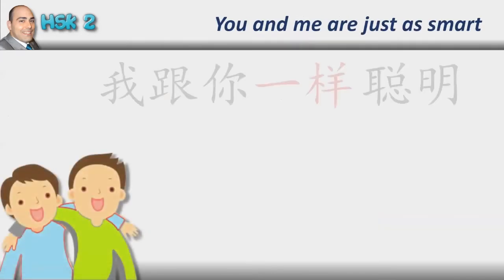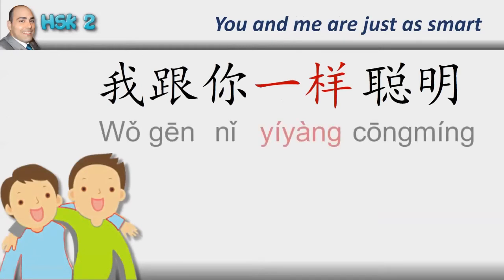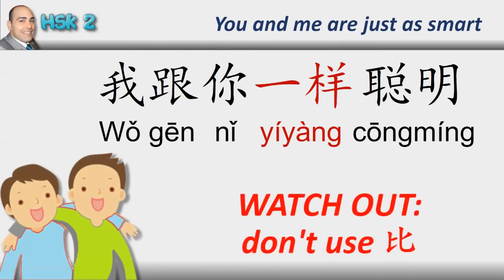You and me are just as smart. And here we introduce the use of 一样, very interesting. 我跟你一样聪明. Here we are not making a comparison of superiority, but equality. So please watch out. We don't use 比 in this kind of sentences. We are just using 一样 because the rate for this adjective, 聪明, is the same.